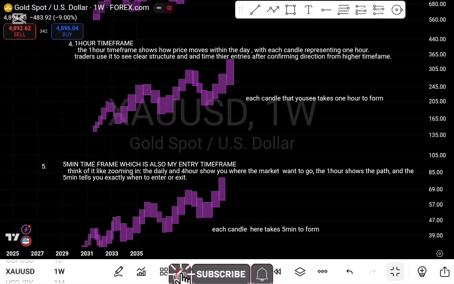Not that losses is not part of the game. Yeah, losses is part of the game, but there's what we call unnecessary losses. Losses that are not necessary. They are not necessary to happen, but based on you are focused on just a lower time frame which has a series of noise in the market. Lower time frames are very noisy.